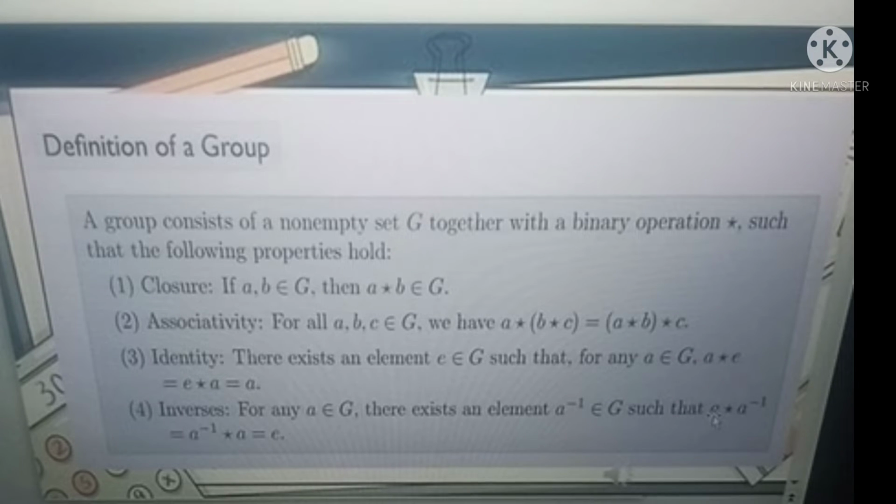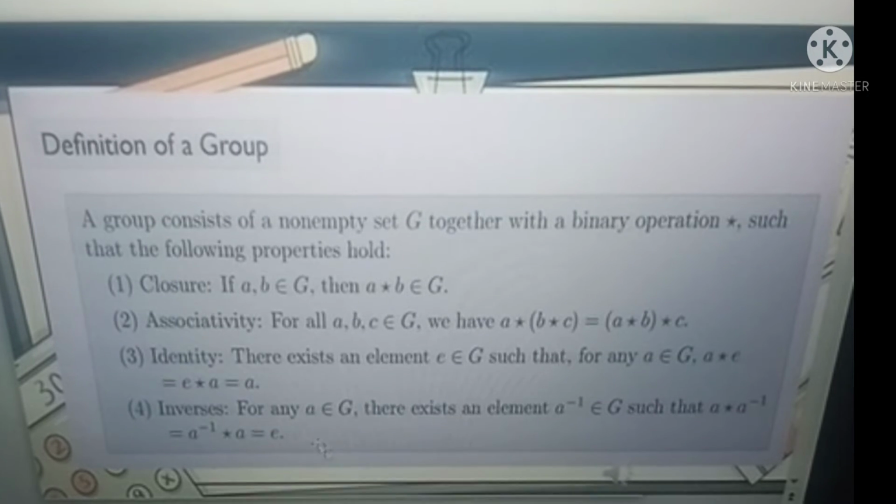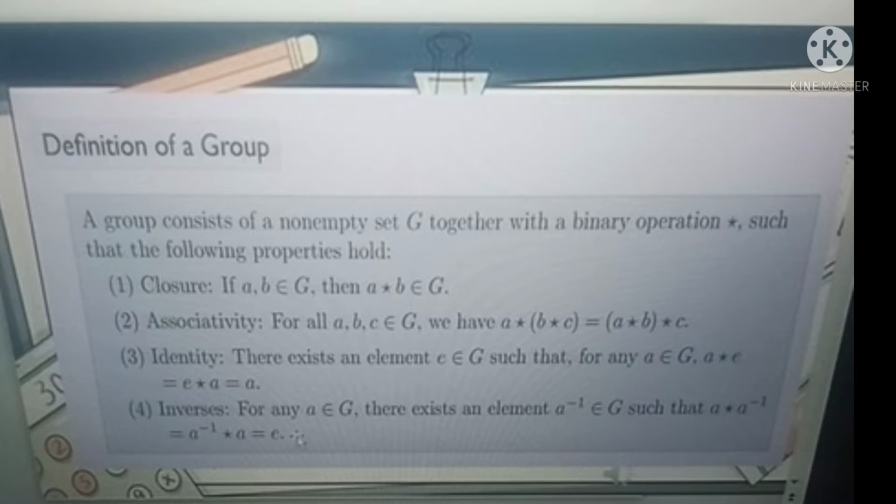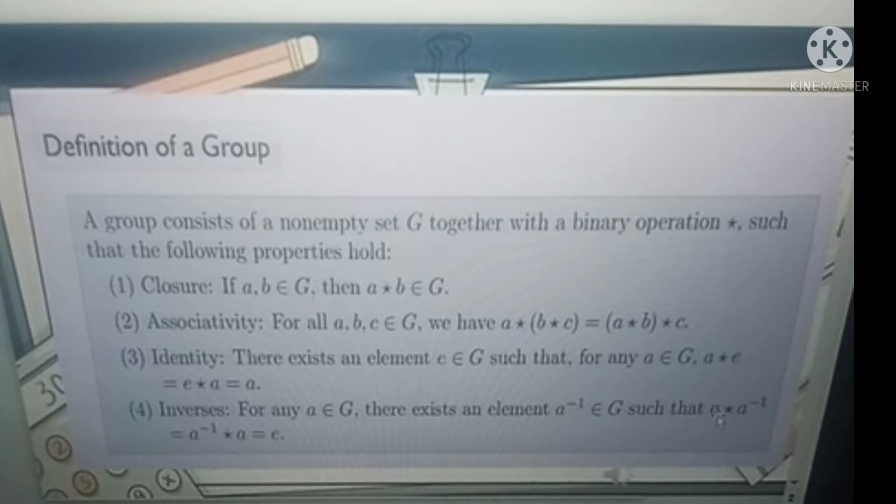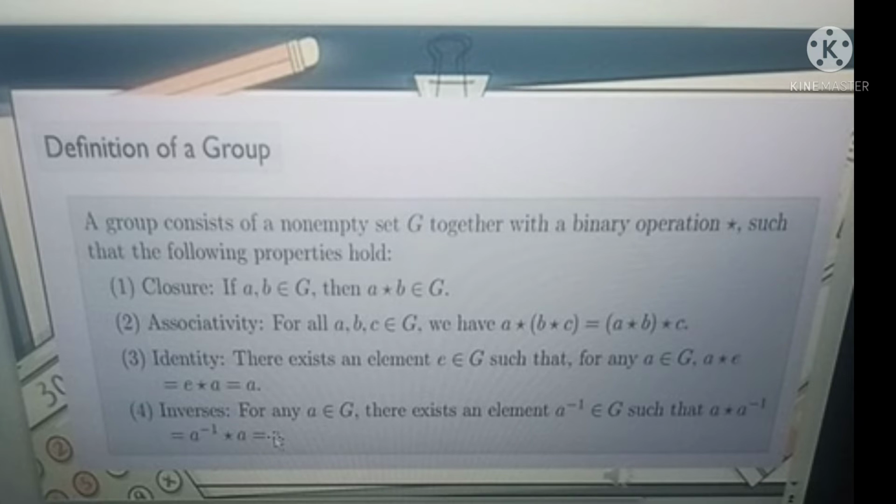So for example, 3 is our a, so a star. Since our star here is the specific binary operation, which is multiplication, 3 times the inverse of 3, which is 1 over 3. So 3 times 1 over 3 equals 3 over 3, which is equal to 1. So that result is the identity. That is 1. When we perform the operation on the two elements, the outcome is the identity of multiplication, which is 1.